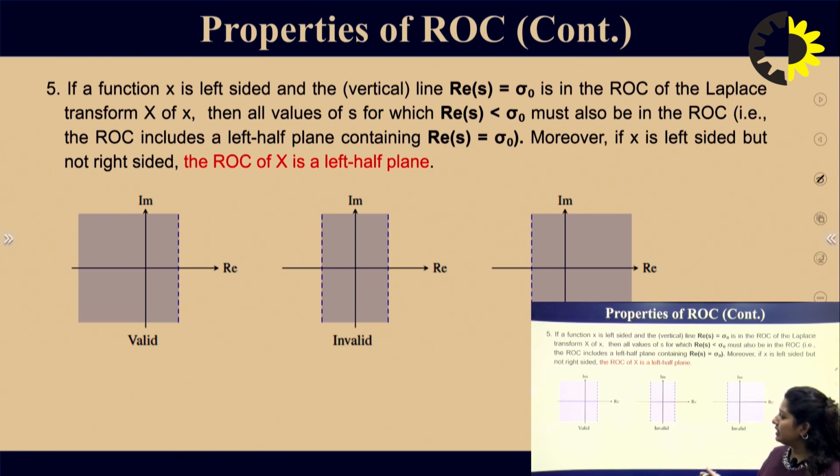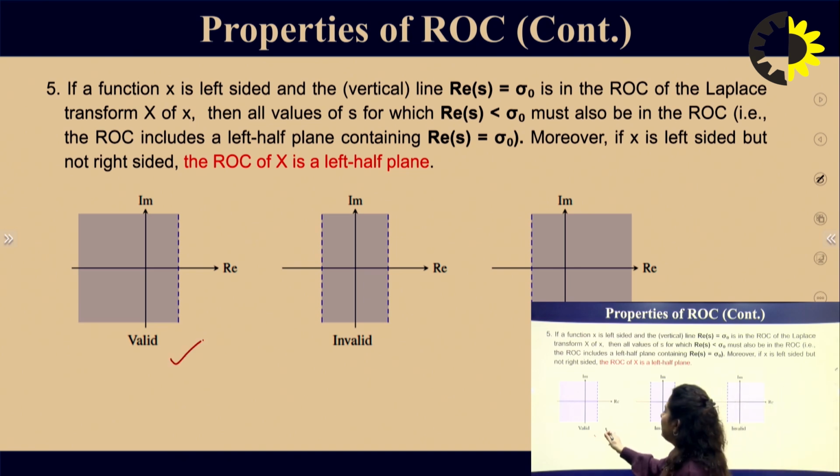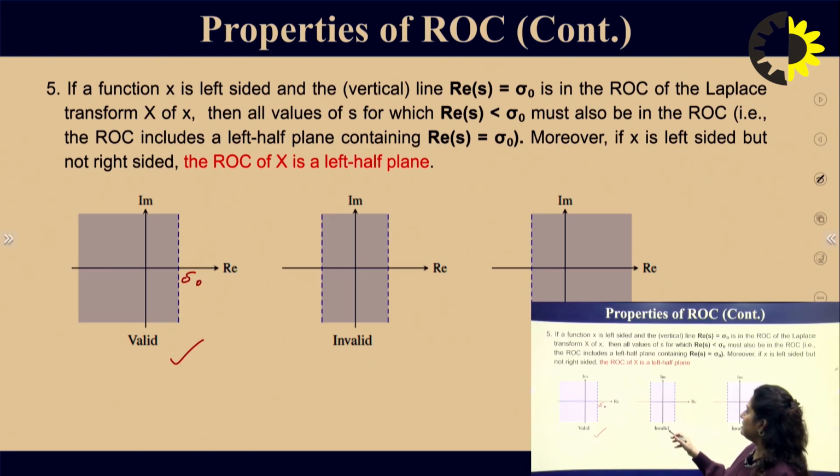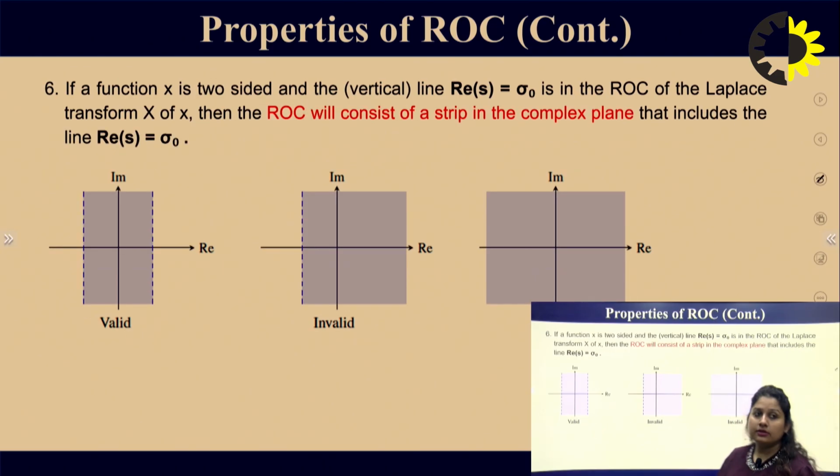In this figure you can see the first one is a valid ROC because it is real of s less than some value of sigma naught. The second one is invalid because it consists of both the right and left planes, and the third one is also invalid for this case because it consists of only the right half plane.